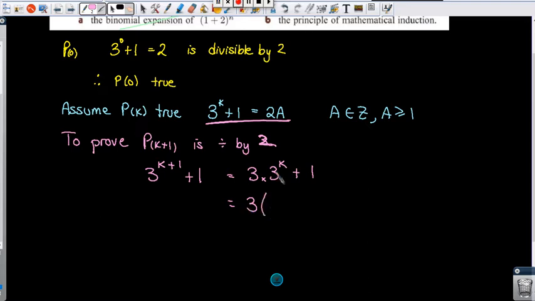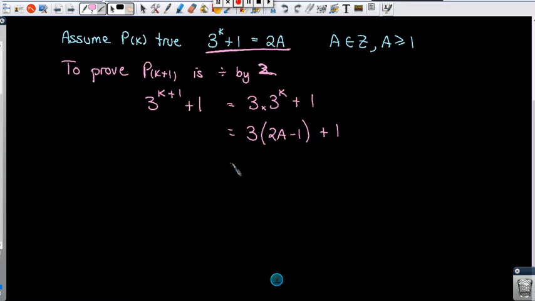So what will I sub in for 3 to the k? 3 to the k equals 2a, take 1. Now I've got the plus 1. We expand the brackets. And what I'm hoping is that you should be able to pull out a common factor of 2. What's the matter? Come on. 3 times 2a is 6a. 3 times minus 1 is minus 3 plus 1. And lo and behold, 2 times (3a take 1). Therefore, it's divisible by 2.